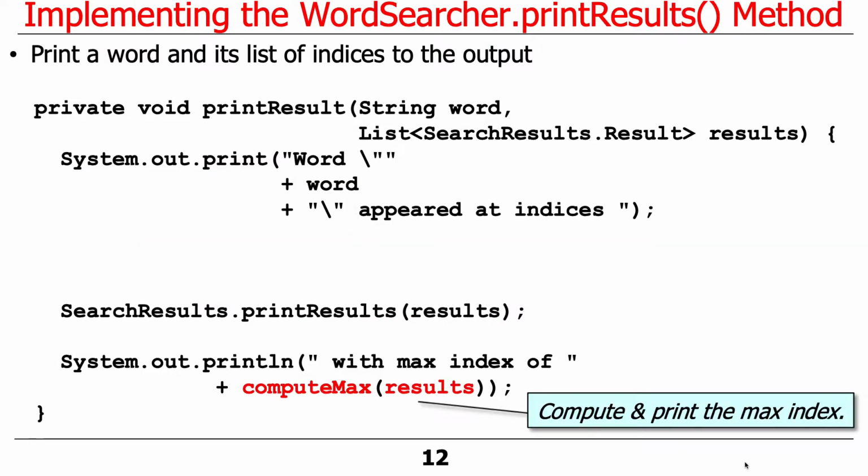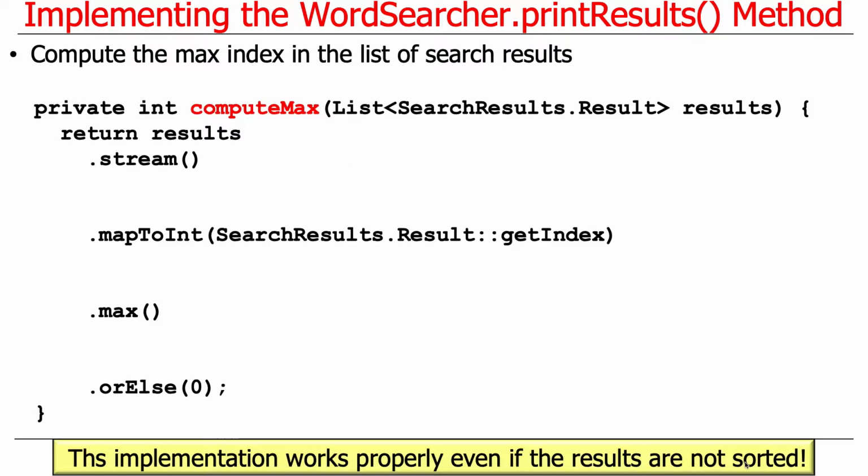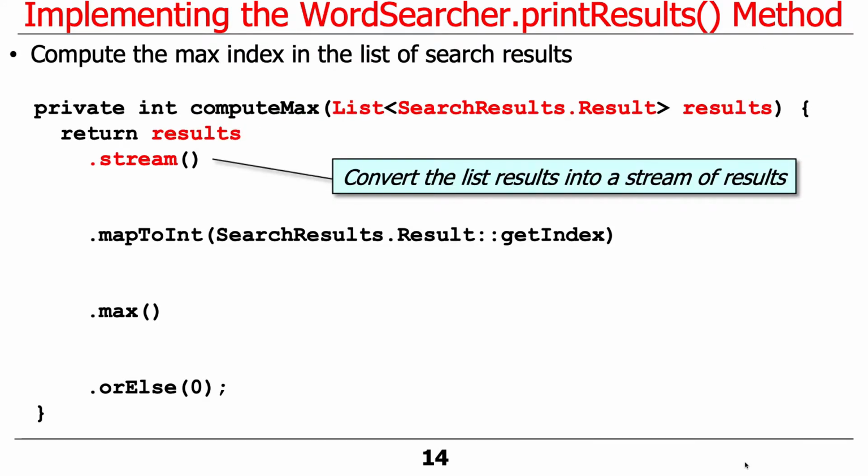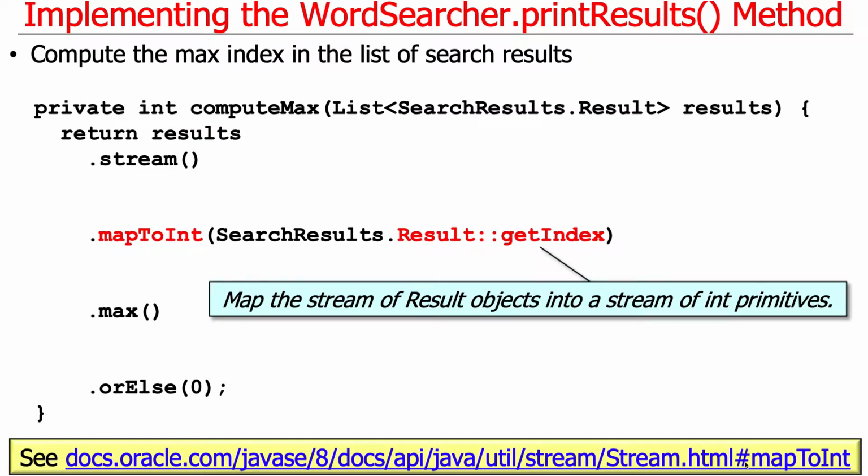And then the last thing we print here is the maximum index in the list of search results. So I'm going to show you how to do that method in a second. And the main reason for doing that is to demonstrate mapToInt. So what we've got here is a list of Result objects that's being passed in as the parameter. And a Result object just keeps track of where the index is. But it's an object, right? It's a reference type. So we create a stream of Result objects. And then we apply mapToInt.